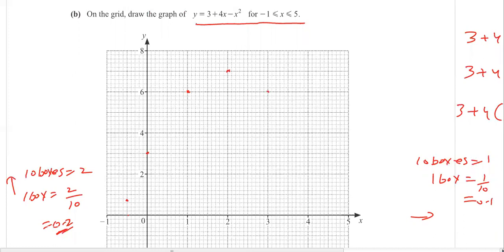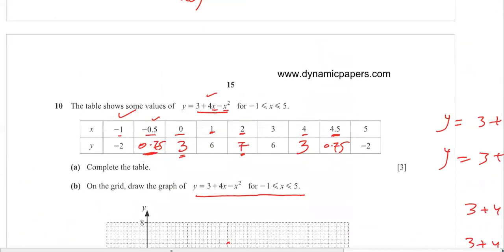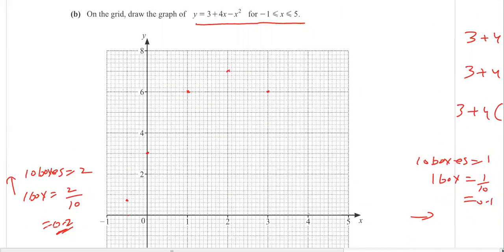Okay, this is when x is 4, y is 3. When x is 4, y is 3. This is 2, 3 will be here. Because each box 2, 2.2, 2.4, 2.6, 2.8 and this will be 3. Each box we already decided.